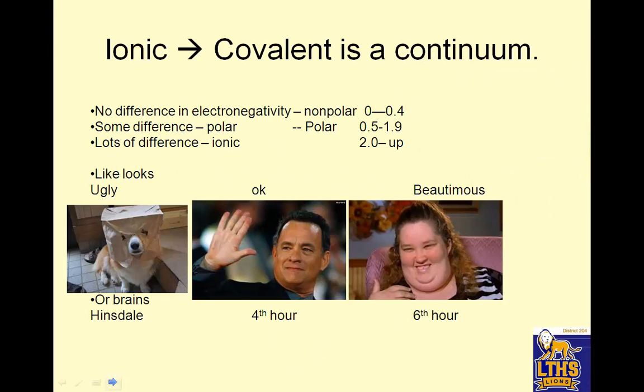Ionic to covalent is a continuum. Okay? Continuum means that there are ranges that go through it. If there's no difference in electronegativity, it's nonpolar, and you've seen this before. Some difference, it's polar, 0.5 to 1.9. And lots of difference is ionic.